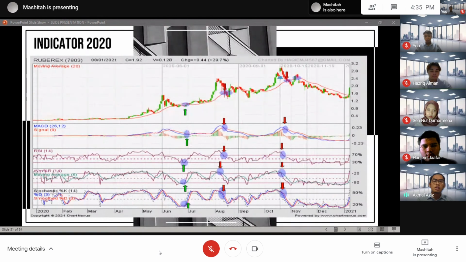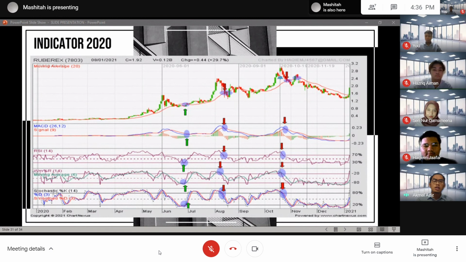This slide shows the 2020 indicator. The stock price range in that year is between 40 cent and 3.2 ringgit. For the short-term analysis, we have analyzed 19 October until 19 November 2020. In the SMA indicator, it only shows the sell signal as the price faces a downtrend, and the investors started to sell their stock at that time.